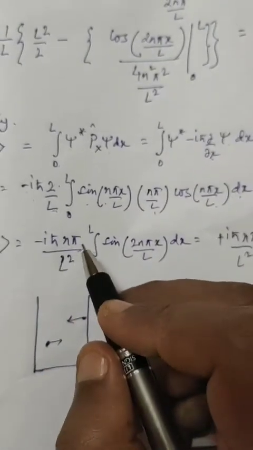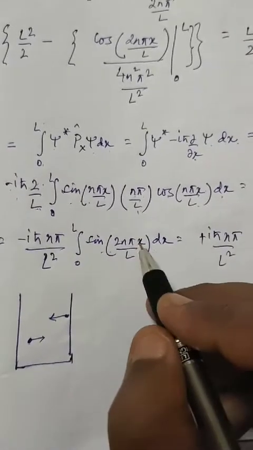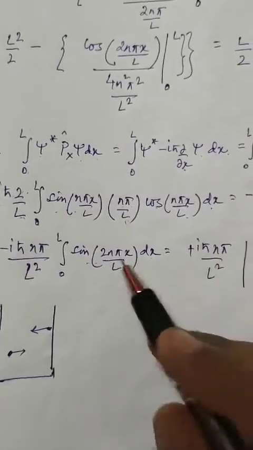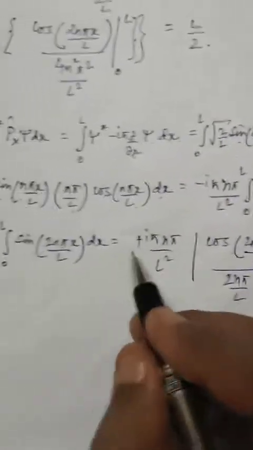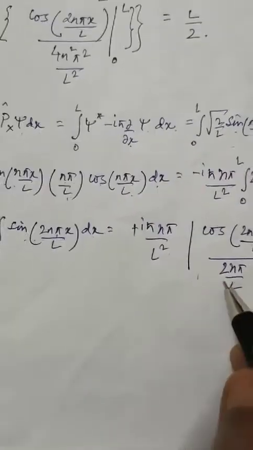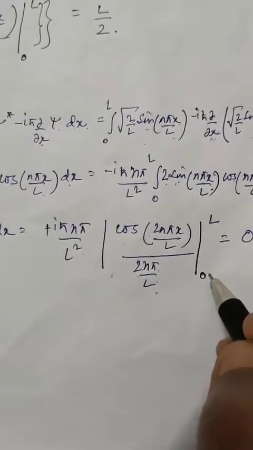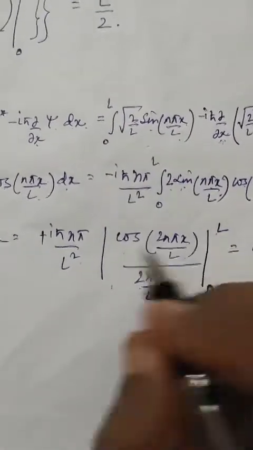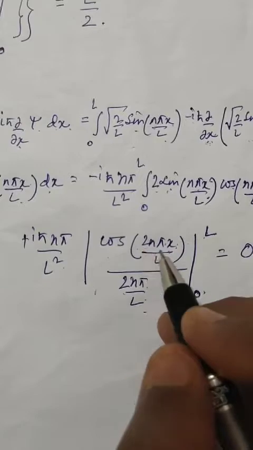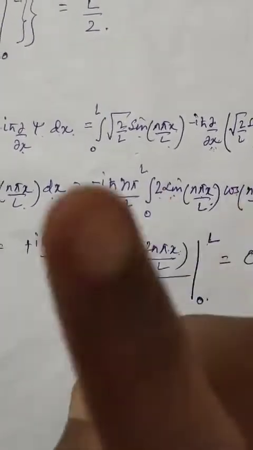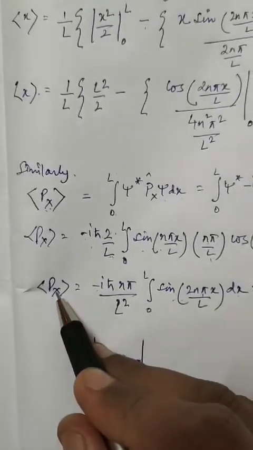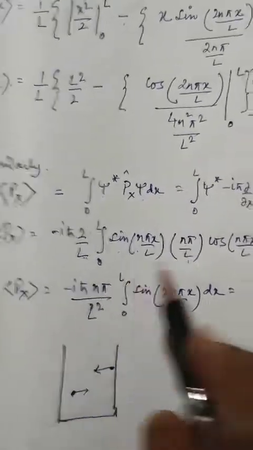So this is minus, the constant is again out, integral from 0 to L of sine 2 n pi x by L dx. If I integrate this, you have a minus cos, and this minus will become a plus i h cross n pi by L square, times cos 2 n pi x by L divided by 2 n pi by L, and the integration limit is 0 to L. If you put 0, you have cos 0 of 1, and if you put L, L gets cancelled, 2 n pi, so that is integral multiple of 2 pi. Cos of integral multiple of 2 pi is again 1, so 1 minus 1 is 0. So expectation value of momentum of a particle within a one-dimensional box is 0.